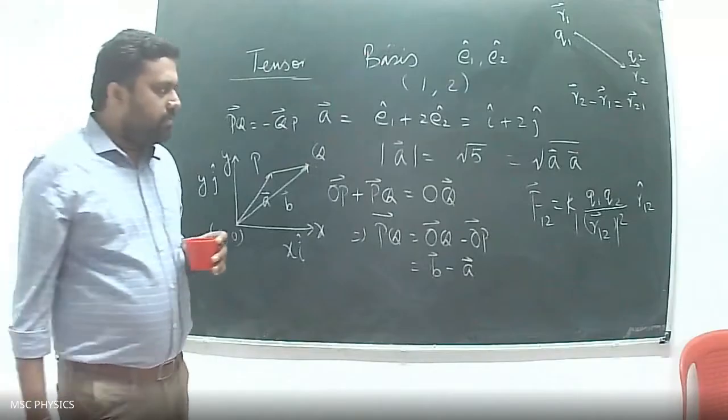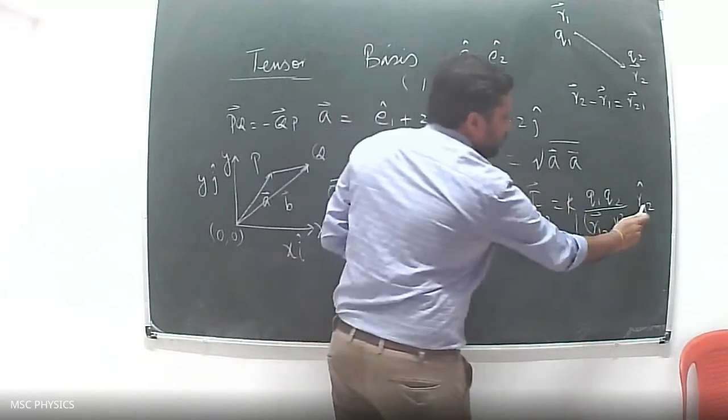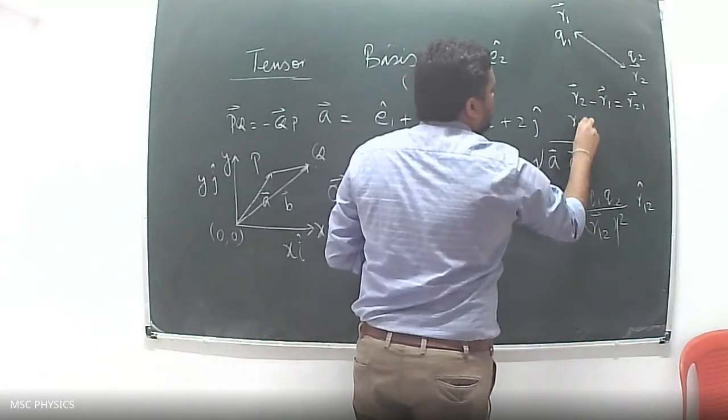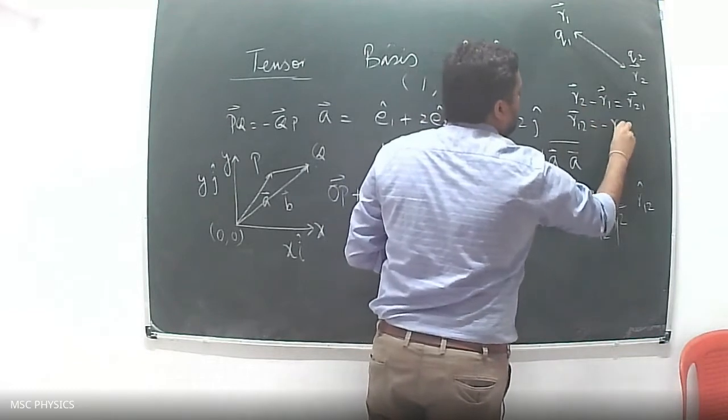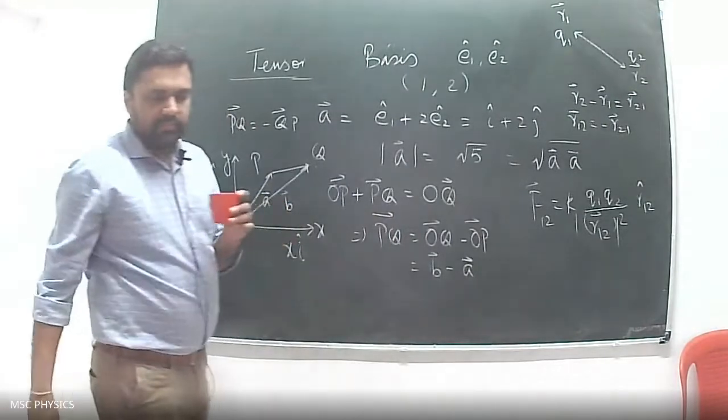Sir, by the notations, meaning 1, 2 and 2, 1, there will be two notations. So what is this? So यहाँ से clear है. 1, 2 will be pointing along this, right? R12 will simply be minus R21. So it will be pointing from Q2 to Q1.